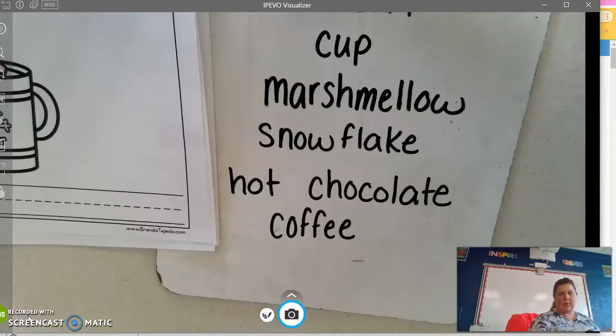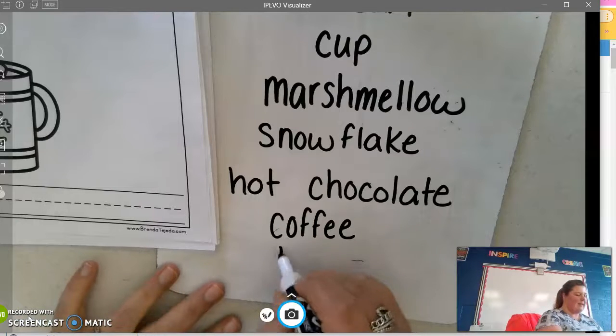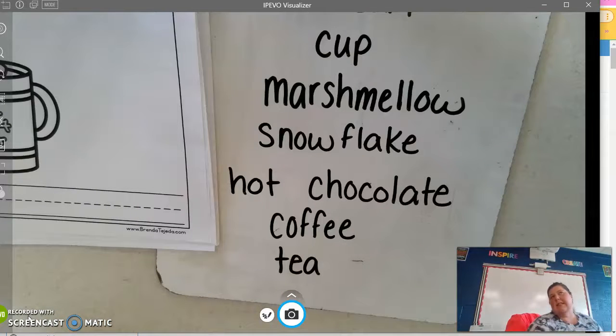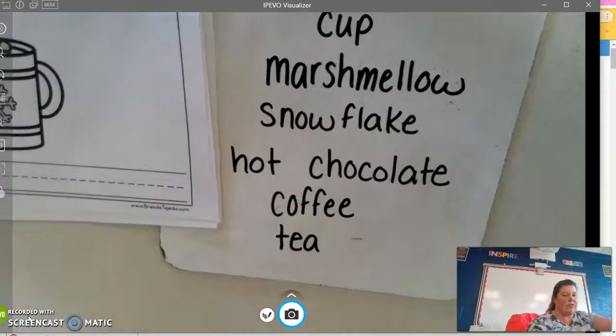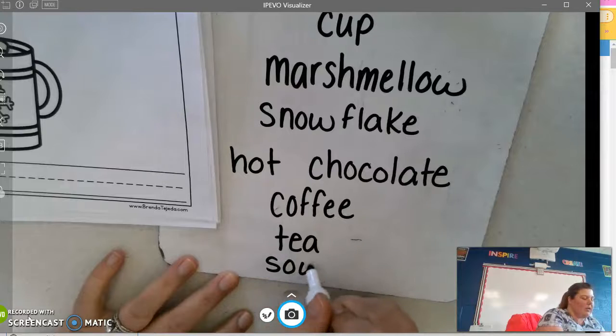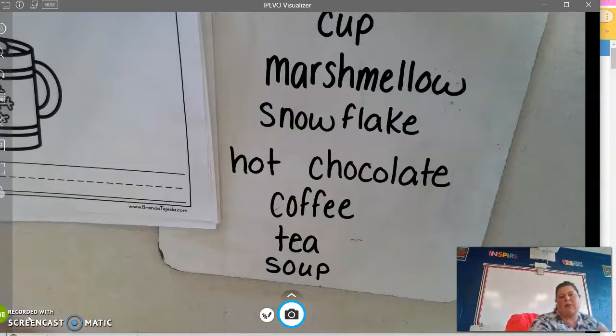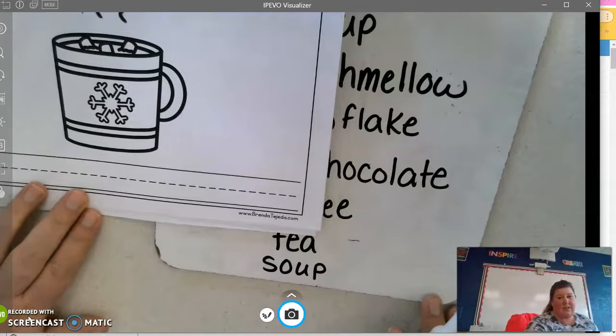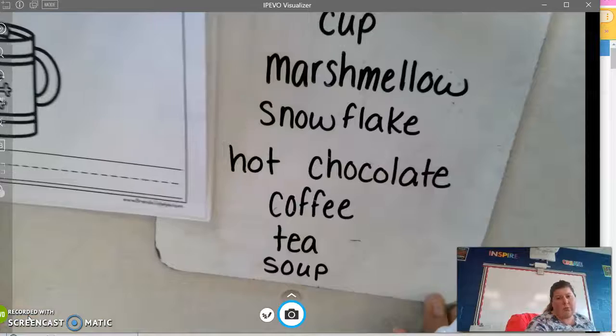What else could it be? What else could be warm or hot? Maybe it's tea. Maybe it could be soup. I know in the classroom a lot of times for lunch, I put my soup in a cup instead of in a bowl. It could be soup. If it's soup, I don't think that these would be marshmallows, but maybe we're Buddy the Elf and we put marshmallows on our soup.